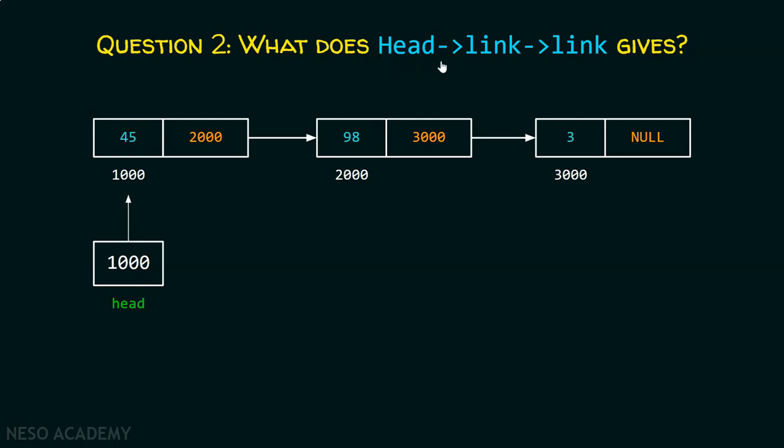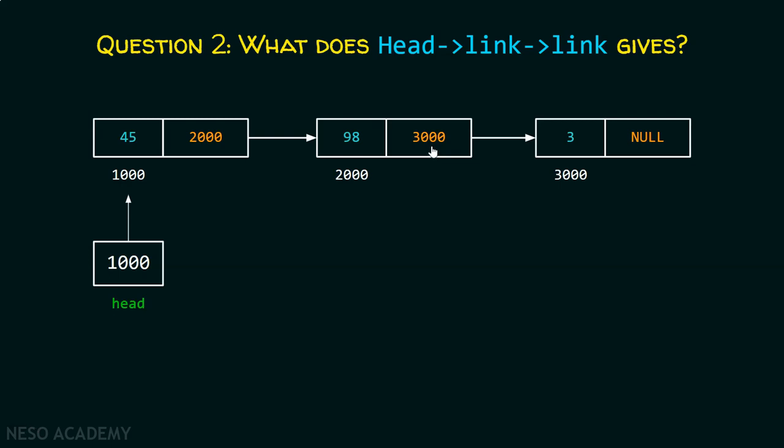I can replace this head arrow operator link by 2000, and then you can easily answer what does this head link link give? As I can replace this head link by 2000, so I can say 2000 arrow operator link means I'm going to the 2000 address and accessing the link part of it. Isn't that interesting? So basically using the head pointer, you are accessing the link part of the second node of the list. Wow, this is amazing.